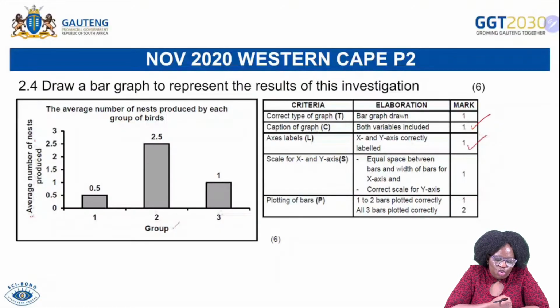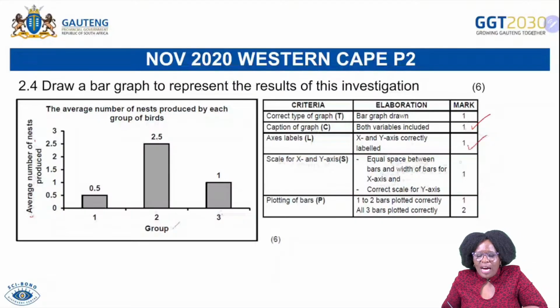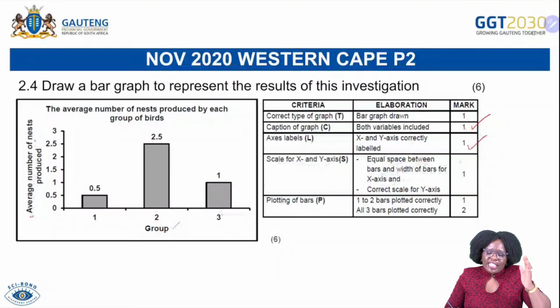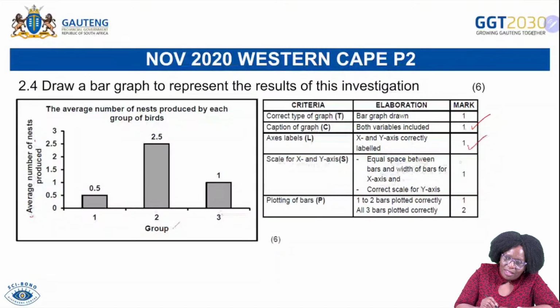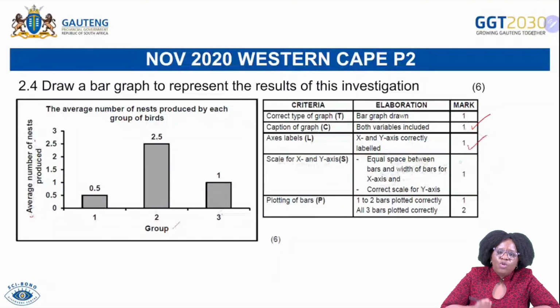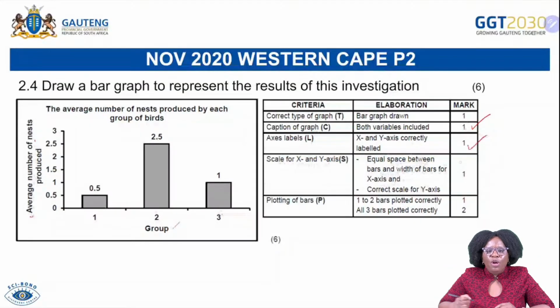I want you to check very carefully the scale for X and Y axis. Equal space between bars and width of bars for X axis and correct scale for Y axis. Learners lose marks because they concentrate sometimes on the x-axis and ignore the scaling on the y-axis. Let's engage with our graph that we have here. Check the width. Take your ruler. Do not do freehand drawing. You will lose these marks.